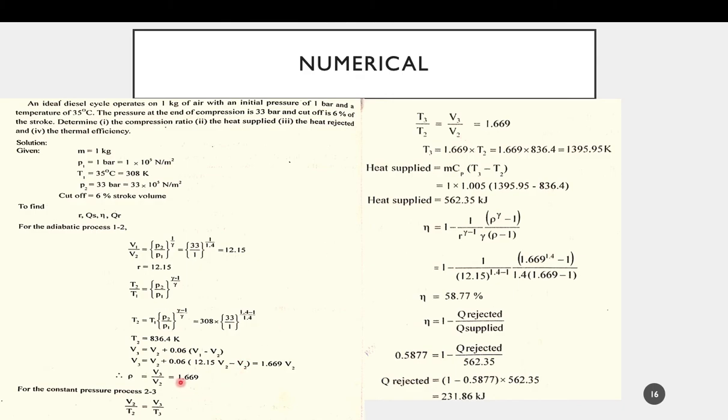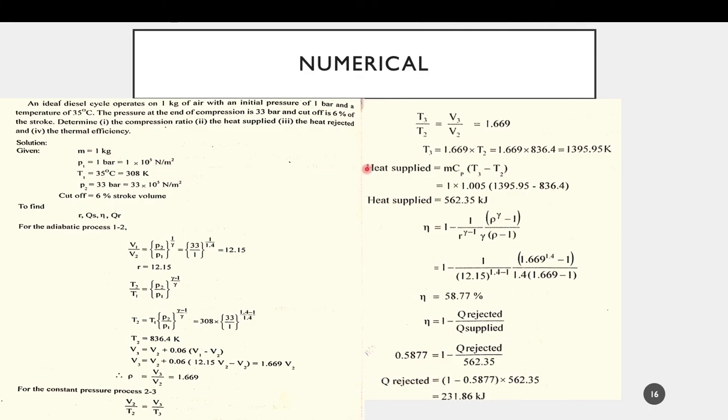V3 by V2 is the cutoff ratio, which we already know, and we know the temperature T2. We have found out T2 is 836.4 Kelvin. So you will get the temperature T3. This temperature T3 is the highest temperature of the cycle, that is 1395.95 Kelvin.